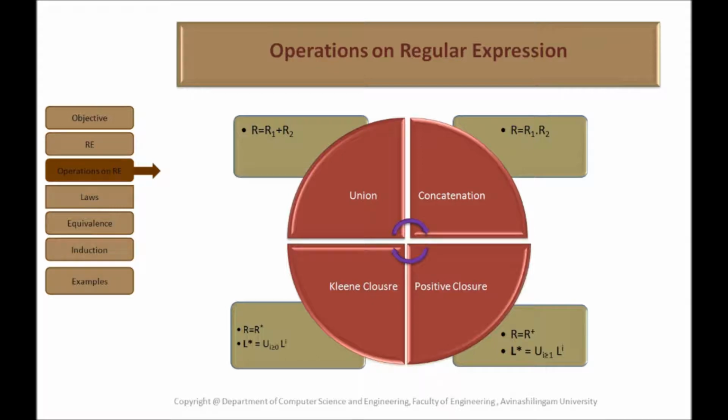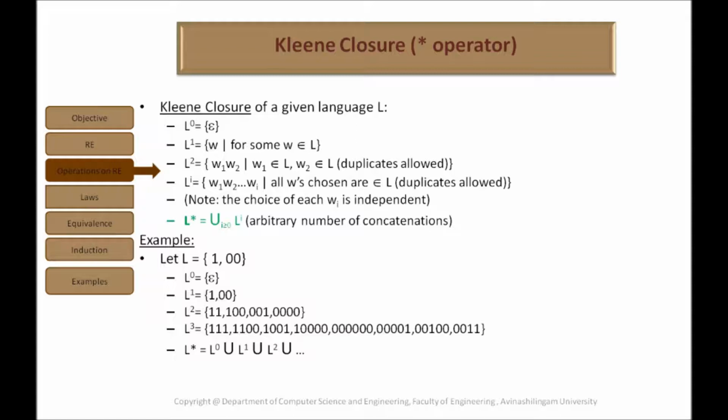The Kleene closure star operator. The Kleene closure of a language L is: L power 0 is equal to empty. L power 1 is having some string, that is w, and L power 2 is having w1 and w2, where w1 belongs to the language, w2 also belongs to the language. Therefore, L power i is equal to w1, w2, etc. up to wi. All w's are chosen from the language. So, we say L power star is equal to union of L power i, where i is greater than or equal to 0. That is, i is between 0 to infinity.